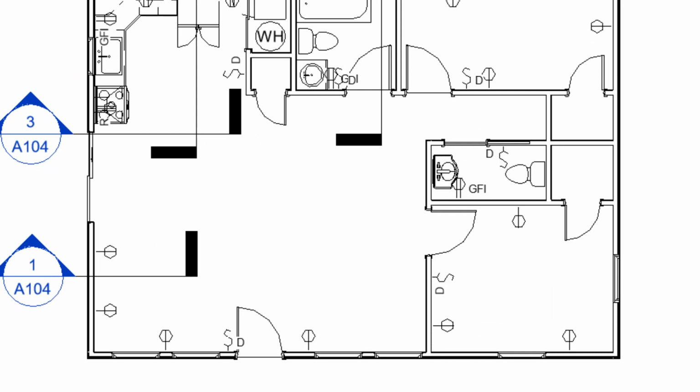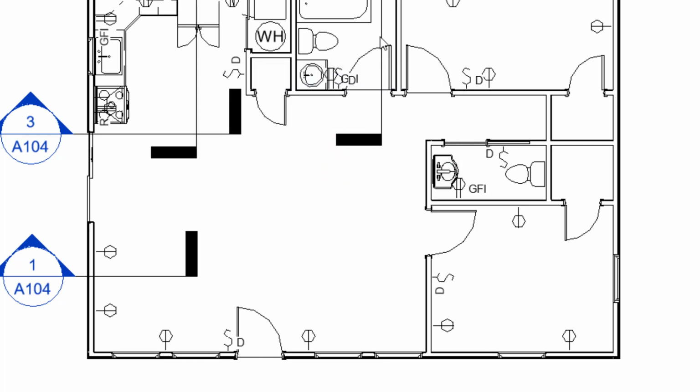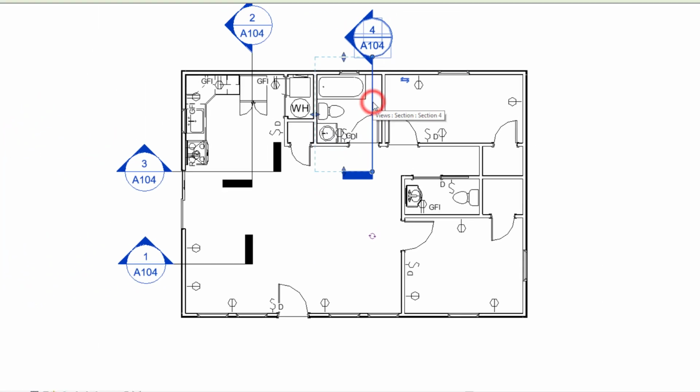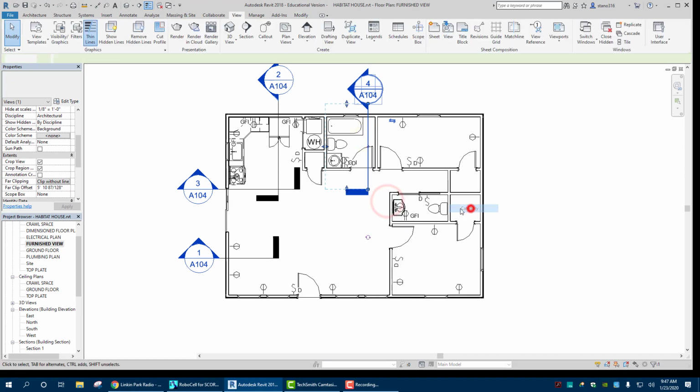And let's rename that furnished view. Hit OK. And we're going to hide all of these sections. So right click, left click on that stem of it, right click, hide in view, and go category.